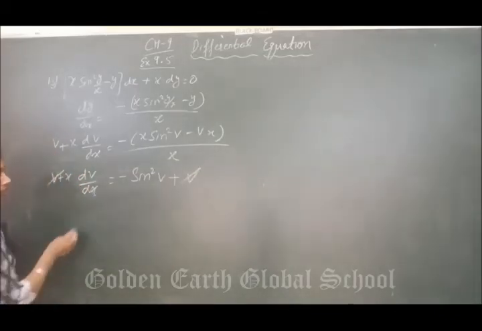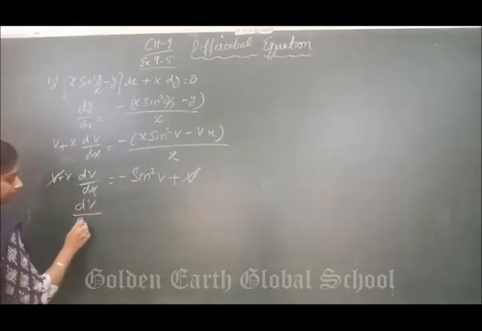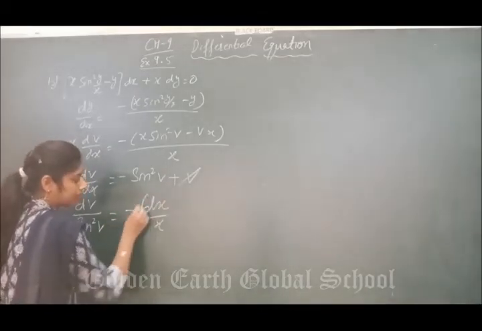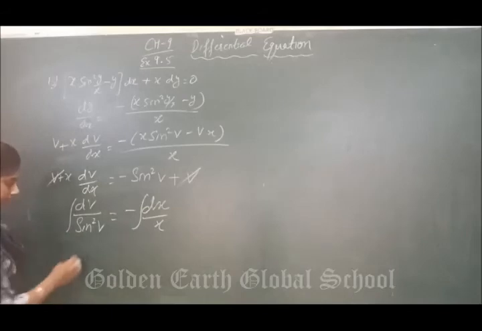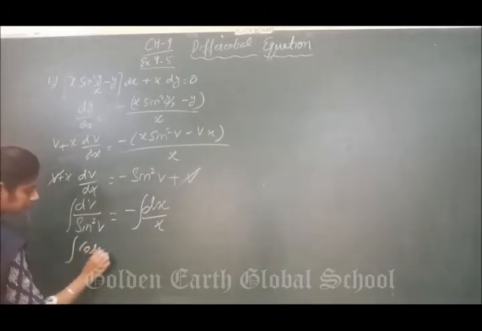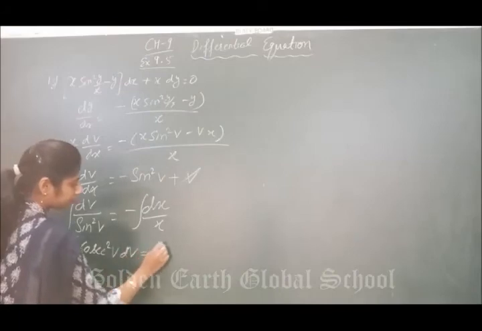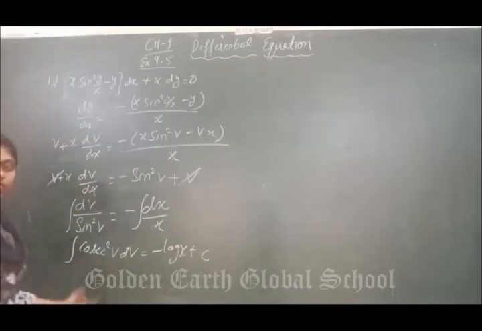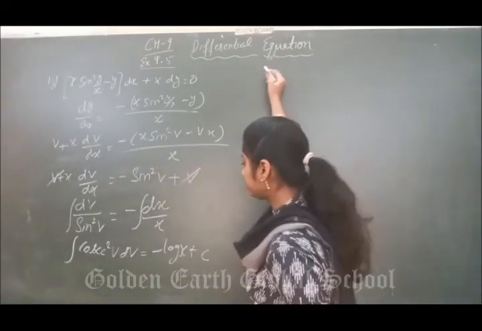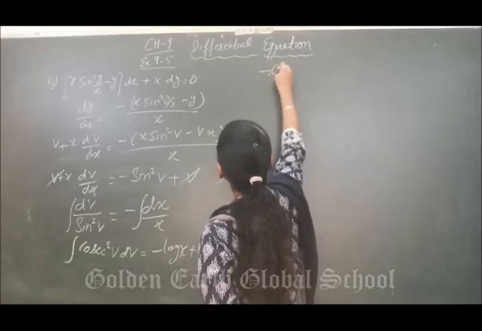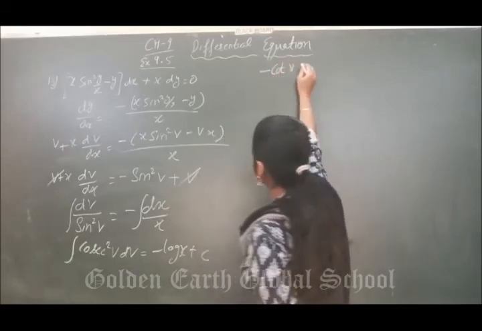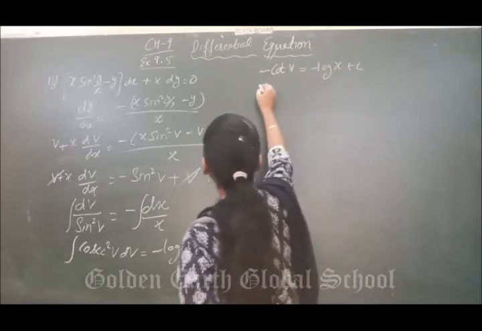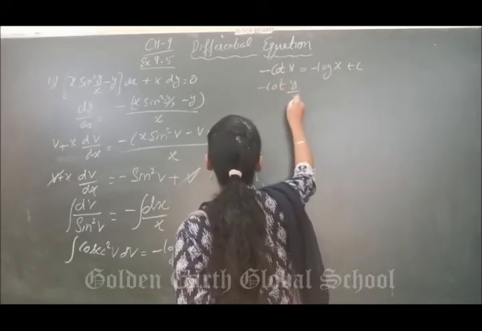So here let's separate the variables. dv/sin² v = −dx/x. Take the integration. Sin² can be written as cosec² v dv equals −log x plus c. Now the integration of cosec² is −cot v, so −cot v equals −log x plus c. Now replace v with y/x.